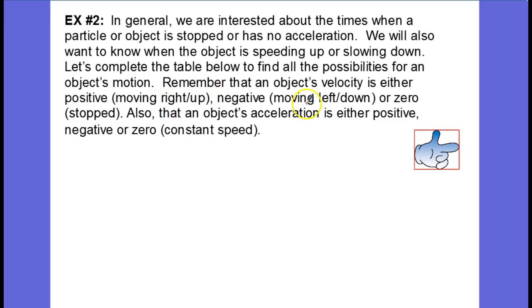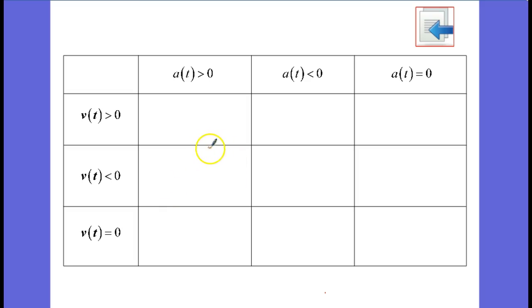They remind us that an object's velocity is going to be either positive, moving to the right or moving up, negative, moving to the left or moving down, or zero, meaning that it is not moving. And also an object's acceleration is either positive, negative, or zero. So let's take a look at the table.